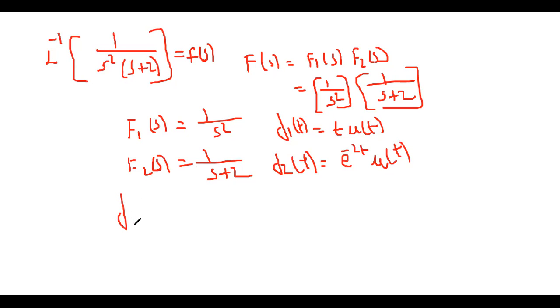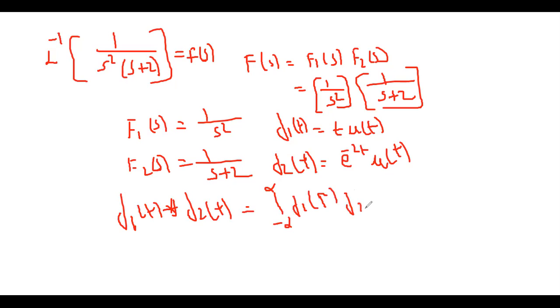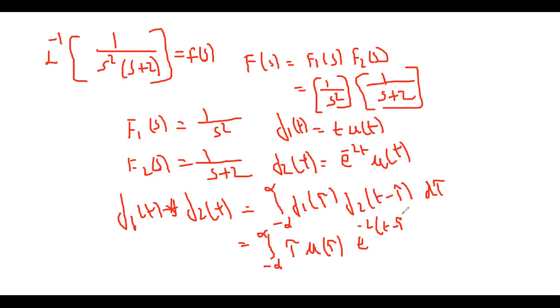What is the convolution? f1 of t convolved with f2 of t. The formula is the integral from minus infinity to infinity of f1 of tau f2 of t minus tau d tau. What is f1 of tau? You can substitute tau wherever the t is there: tau into mu of tau. And for f2, wherever the t is there, t minus tau: e power minus 2 into t minus tau, mu of t minus tau, d tau.